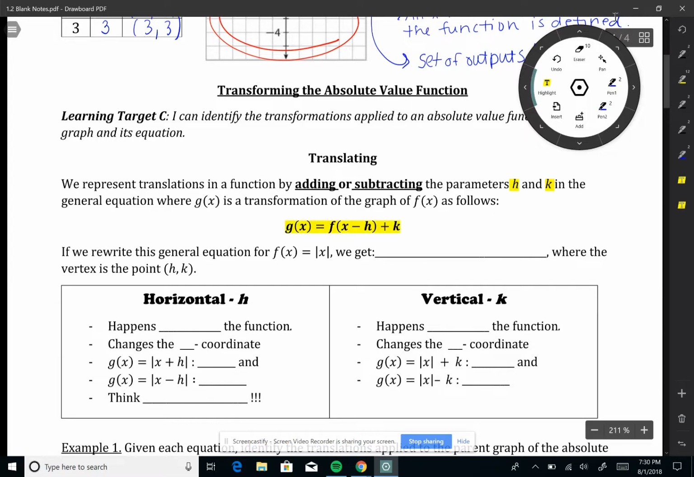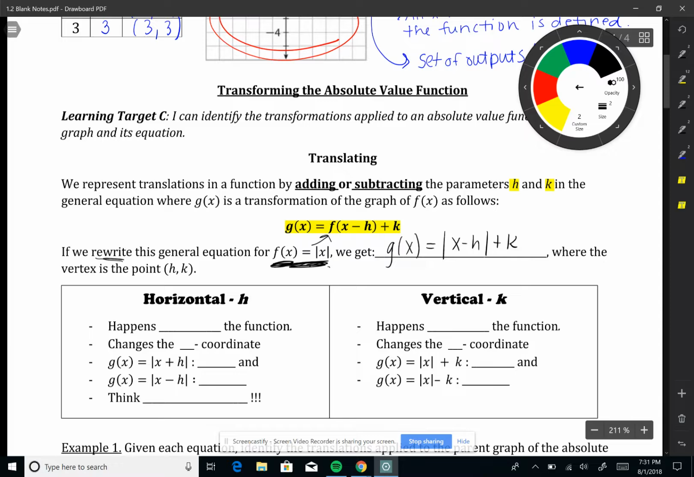So this is, in general, g of x equals f of x minus h plus k. We can use this form for any type of function, but we are specifically talking about absolute value today. So if we were to rewrite this general equation for if our f of x is the absolute value of x, we would write this as g of x equals absolute value of x minus h plus k. We don't have that letter f in our function anymore because we said f is absolute value. So we're going to write this x minus h plus k in the absolute value function. So this is what we're going to be seeing today.